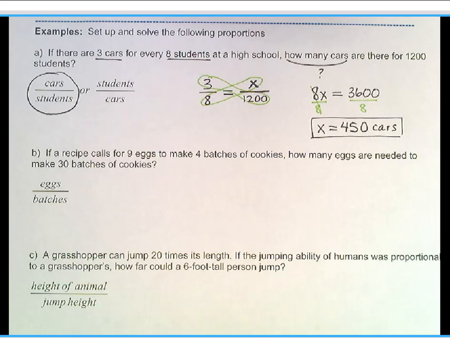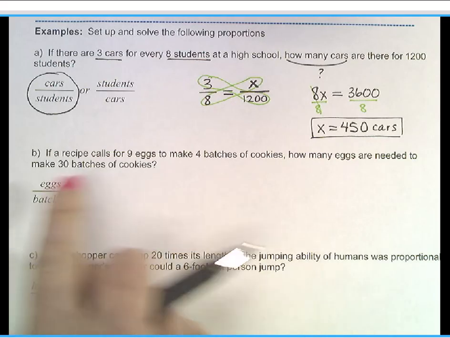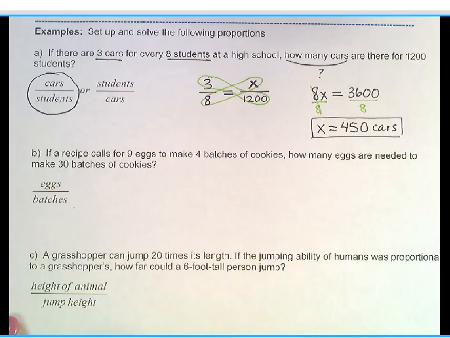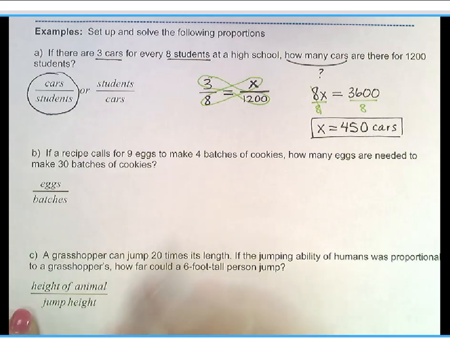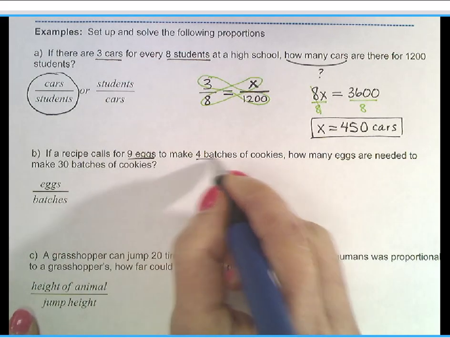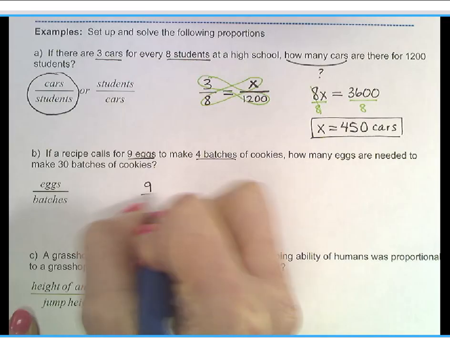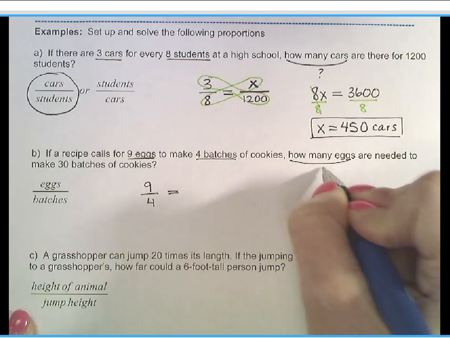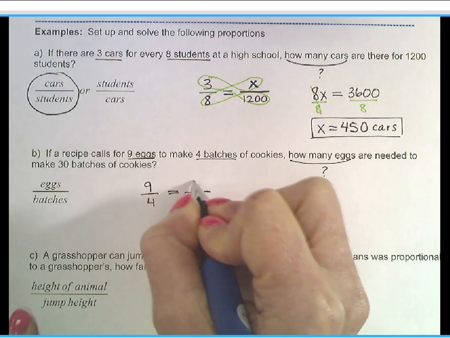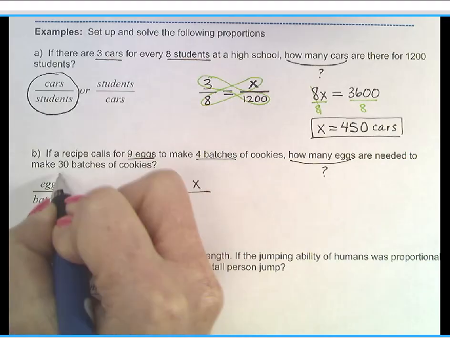The next one says, if a recipe calls for 9 eggs to make 4 batches of cookies, how many eggs are needed to make 30 batches of cookies? So it looks like they're comparing eggs and batches. The way I read them, that's generally how I set up my fraction. The first thing I read about, eggs, goes on the top, batches goes underneath. So 9 eggs to make 4 batches. How many eggs? I don't know. So the top is going to be an I don't know, to make 30 batches.